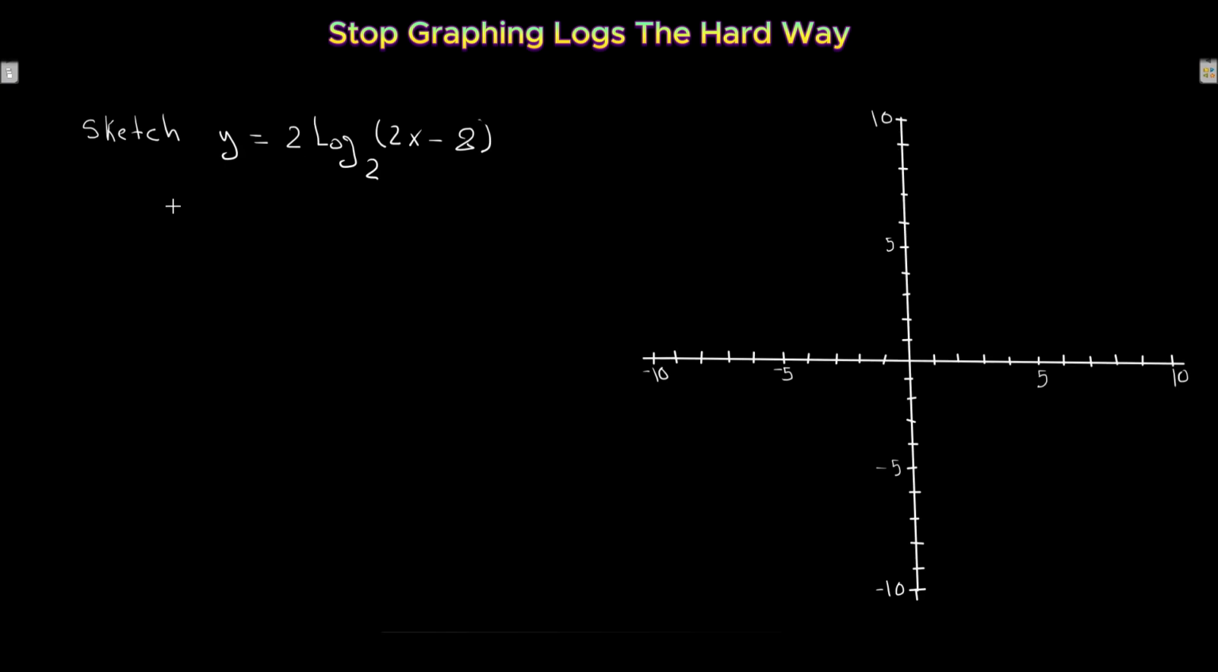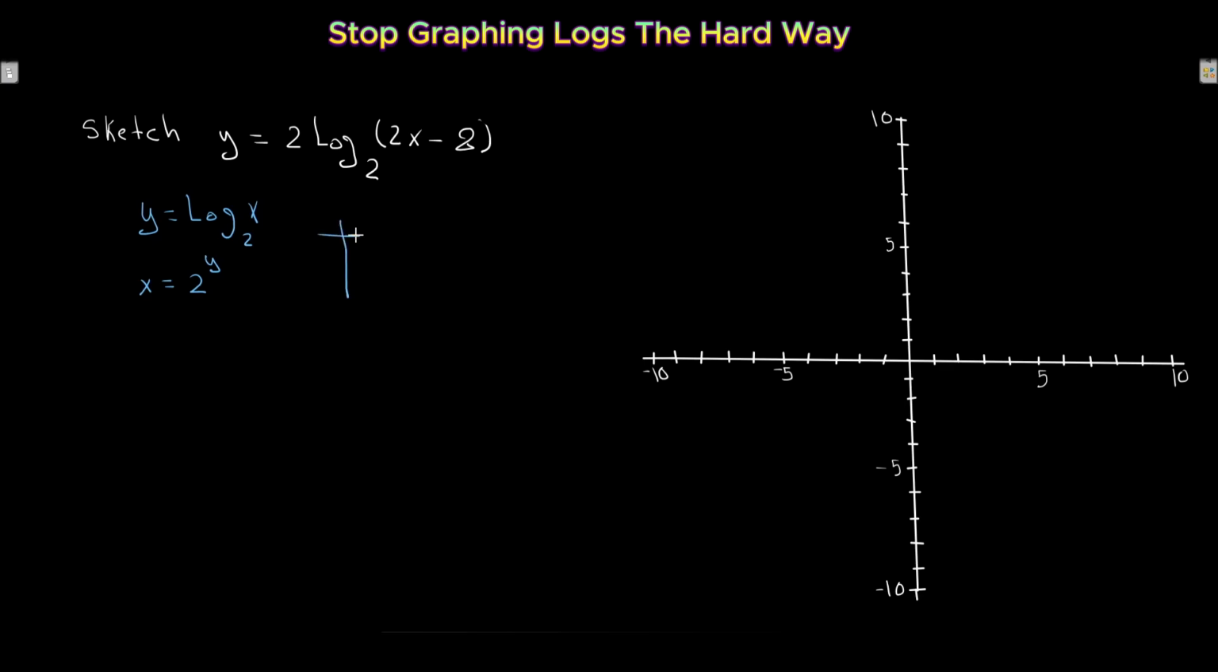The parent graph for this is y equals log base 2 of x. So what I'm going to do is change this to exponential form. To change it to exponential form, I go 2 to the power of y equals x, or x equals 2 to the power of y. Now I'm going to graph x equals 2 to the power of y using a table of values.